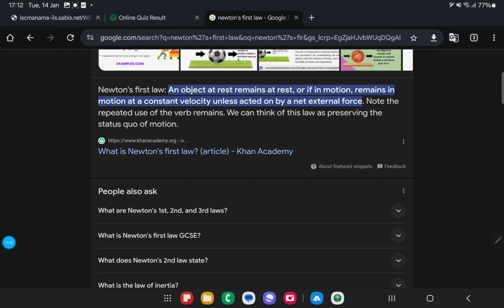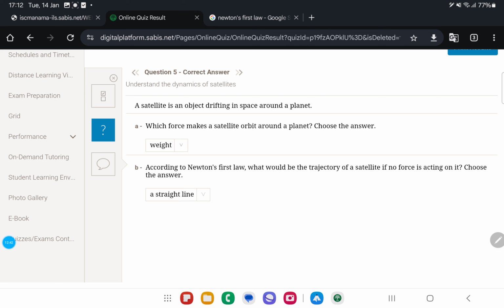Newton's first law: an object at rest remains at rest, or if in motion, remains in motion at a constant velocity, unless acted on by a net external force. Now, since in this case there is no force acting on it, it will be in a straight line.